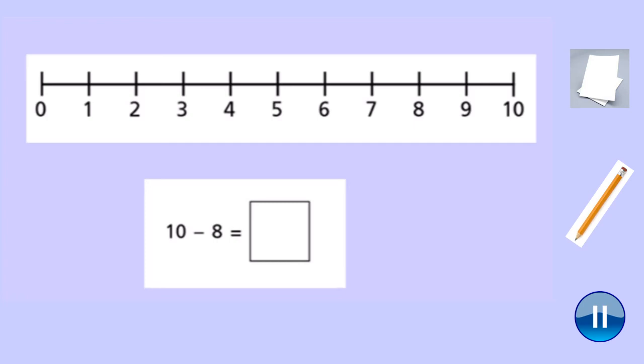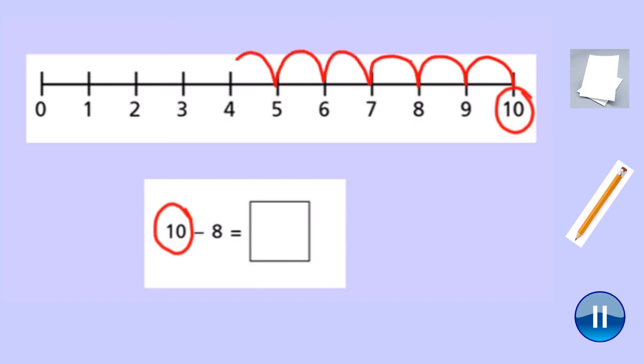So you needed to start on the number 10. So I'm going to start on the number 10, and how many jumps did I need to make going backwards? Yeah, you needed to make 8 jumps going backwards with your finger. 1, 2, 3, 4, 5, 6, 7, 8. I've landed on the number 2. So the answer is 2. 10 subtract 8 equals 2. If you wrote number 2 as the answer, give yourself a tick. If not, write number 2 next to it.